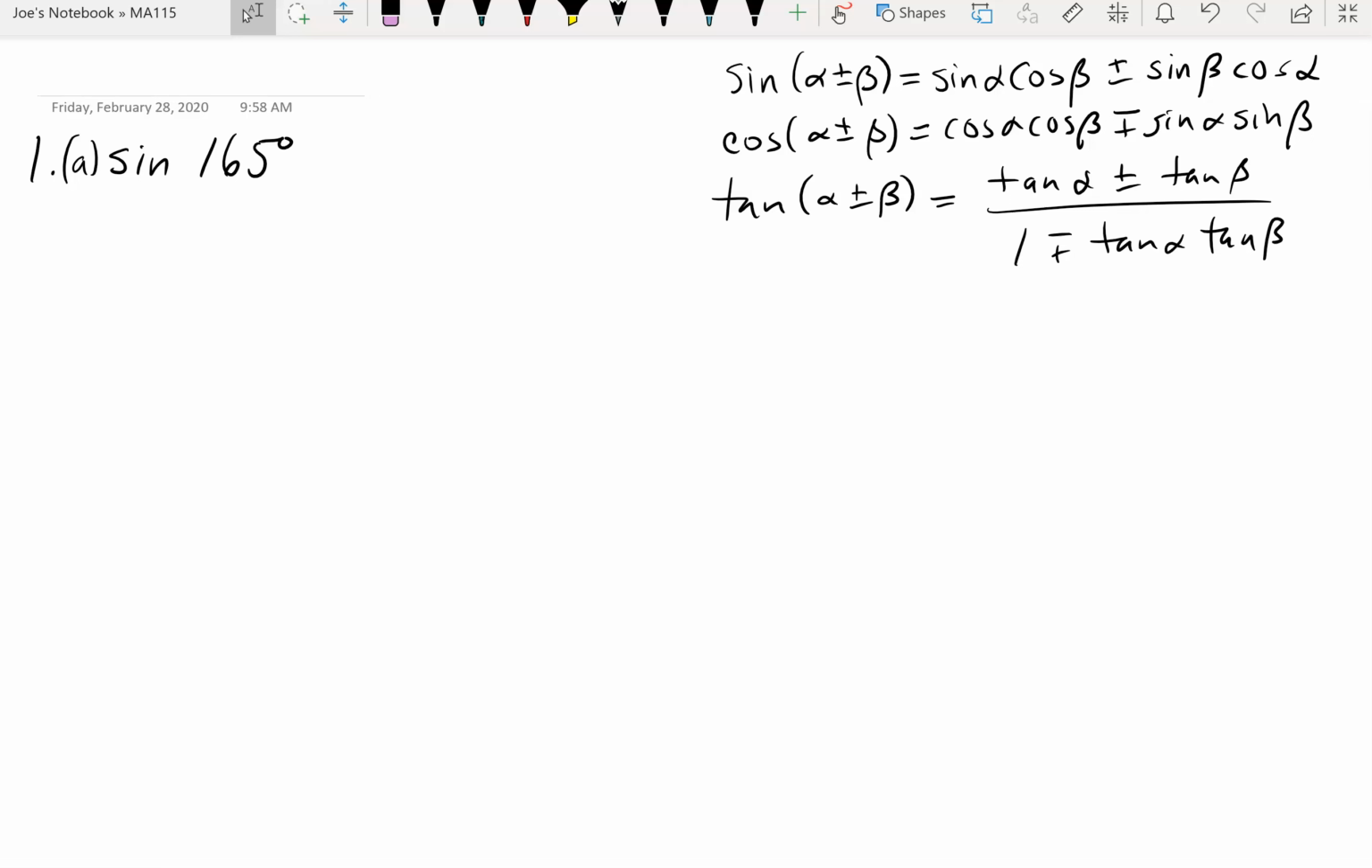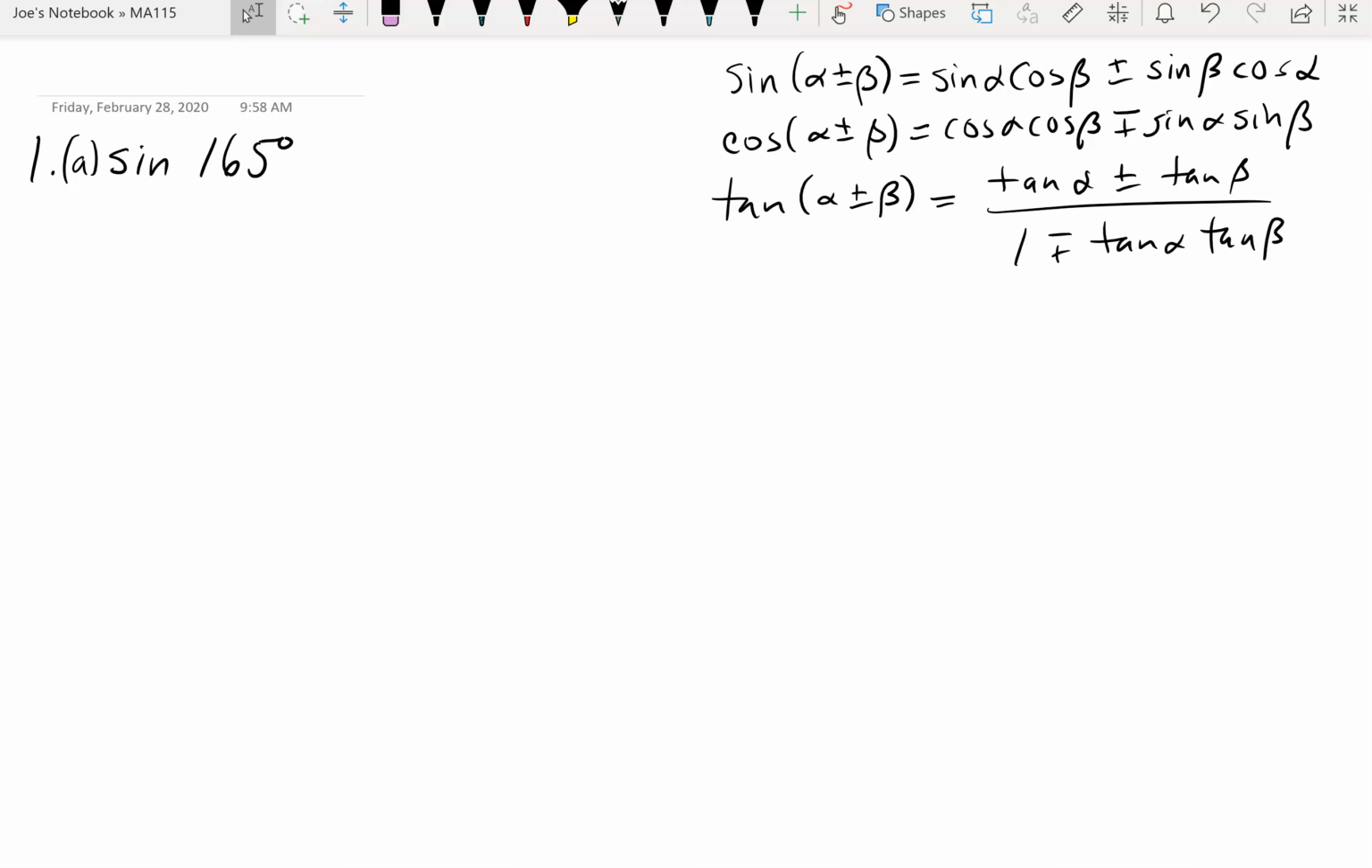Remember for sine, when you do alpha plus beta, the sign in the middle is the same, so that's why I've got written plus or minus here. I've got the same plus or minus here. The same sign that's in the middle here. And it mixes the 2, right? It does sine alpha, cosine beta, and then flips it.